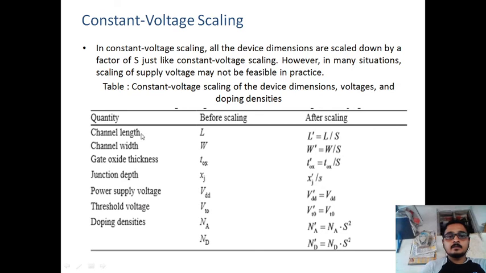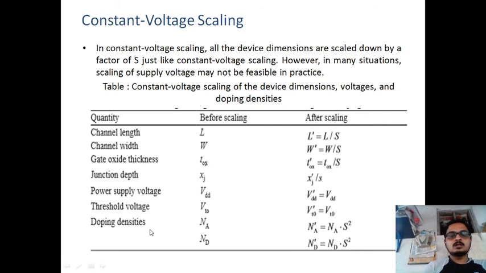Okay, see here the channel length L before scaling, after scaling L by S. Here we scale the dimensions, the device size. That's why these four parameters will scale by S: W by S, TOX by S, then Xj by S. See here for power supply, the supply is not scaled. That's why VDD remains VDD only. Then the threshold voltage also remains the threshold voltage only.